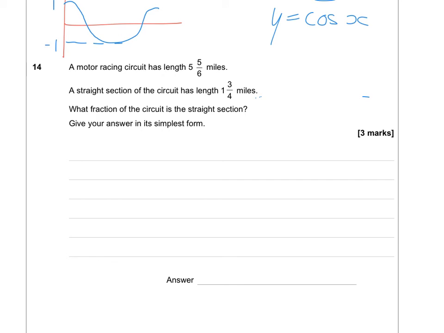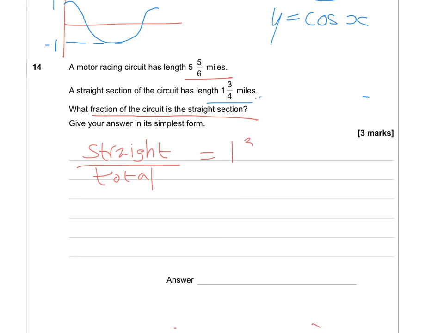Question 14. A motor racing circuit has length 5 5/6 of a mile. A straight section of the circuit has length 1 3/4 of a mile. What fraction of the circuit is the straight section? So we are trying to write the straight part of the circuit as a fraction over the total length of the circuit. So that is 1 3/4 divided by 5 5/6.